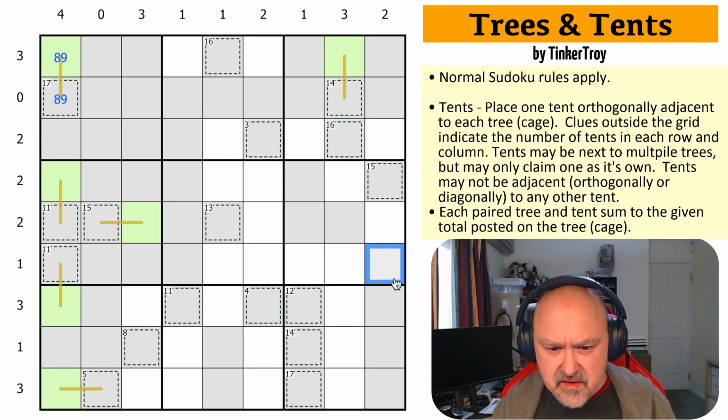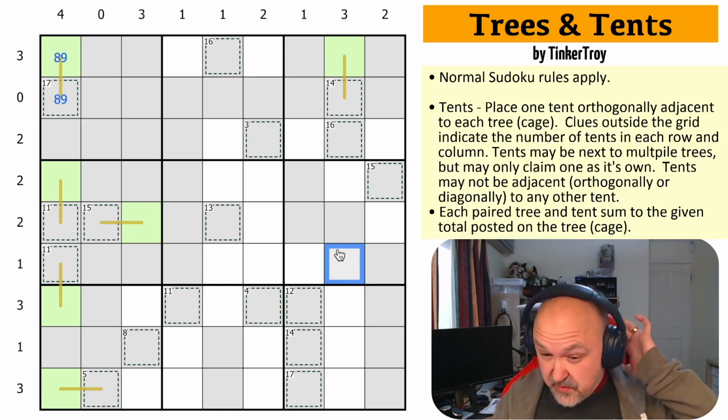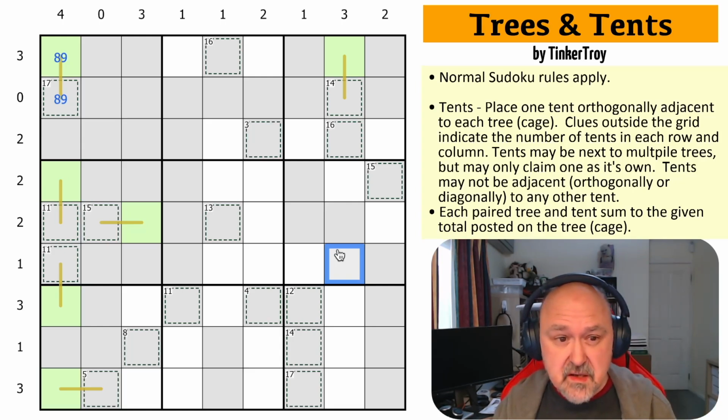Is there any other cells that cannot be adjacent to, that are not adjacent to? That one is not. That is, I think all of the others are. So these are the only possible places for tents.